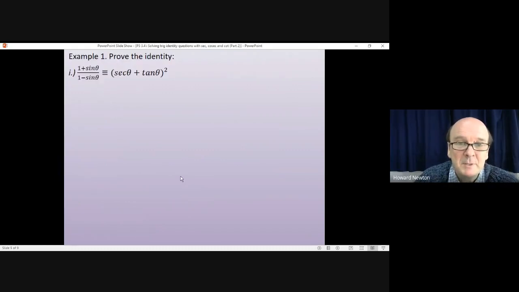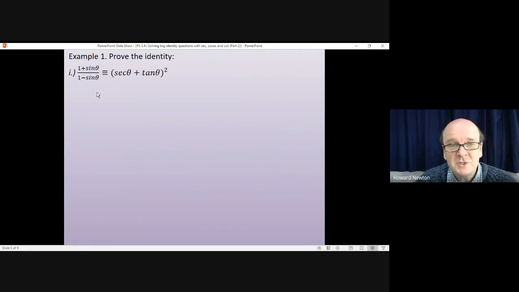Okay, first example. Prove the identity 1 plus sine theta divided by 1 minus sine theta is identical to sec theta plus tan theta squared. When you're proving an identity, you do have a choice to make. You have many choices actually, but the first one is to either start with the left-hand side, change it, adapt it, try and prove that it equals the right-hand side, or start with the right-hand side and try and prove that it equals the left-hand side.